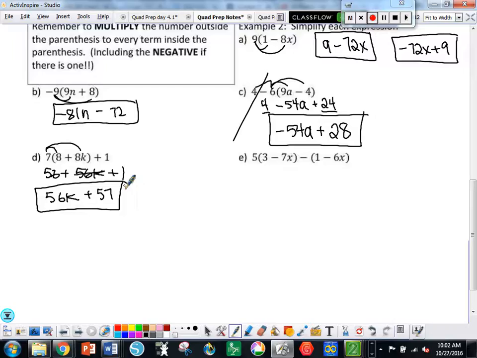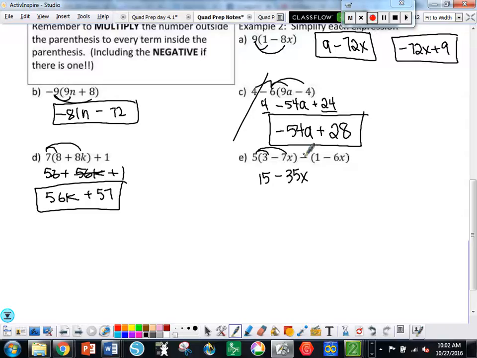How many times do we distribute on part E? 5. So I'm going to distribute the 5 first. 5 times 3 is 15. Minus what? 5 times 7 is 35x.